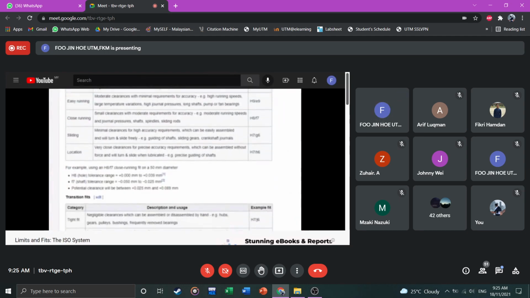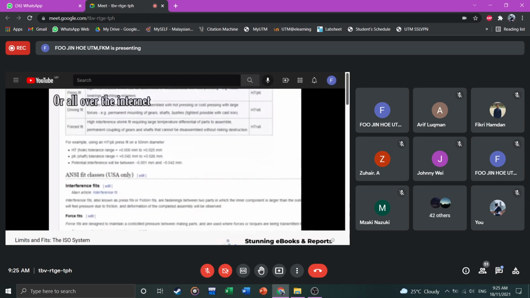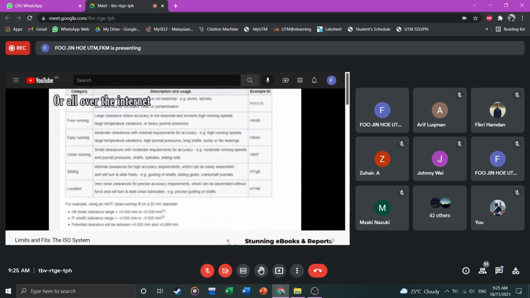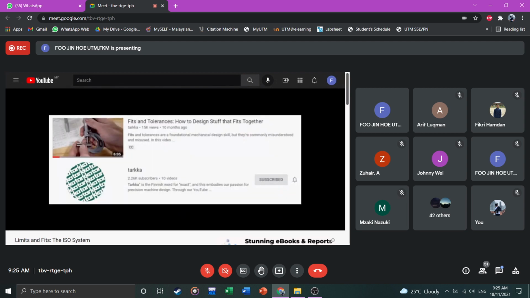Different fits, as well as their descriptions, can be found by looking up preferred fits and tolerances in the Machinist's Handbook. There's a preferred fit for most situations, and this is a really good starting point. Also, check out the YouTube video by Tarka on the ANSI system of fits and tolerances. The designations are different, but the concepts and considerations are the same.